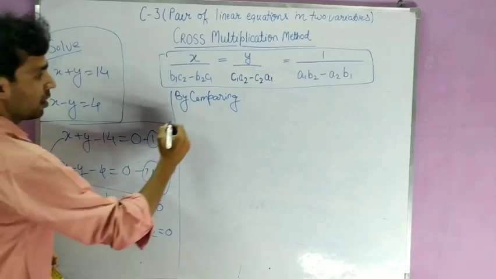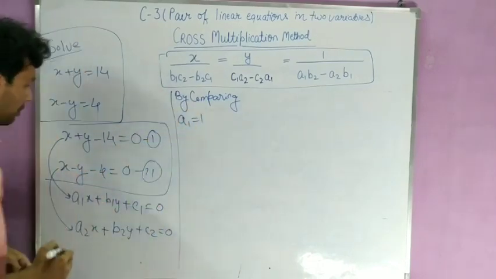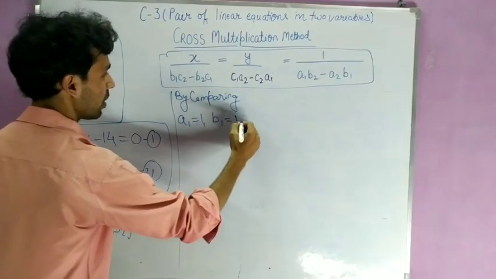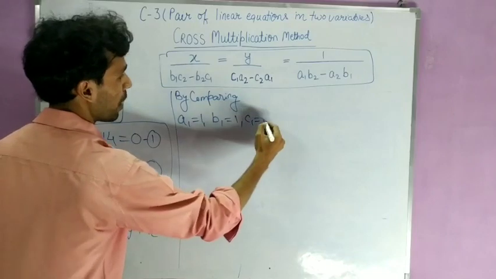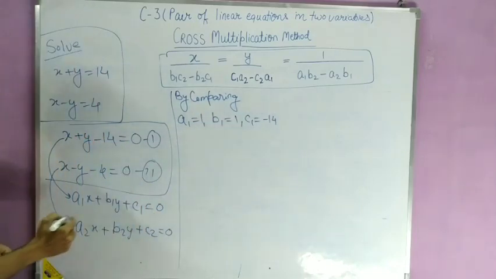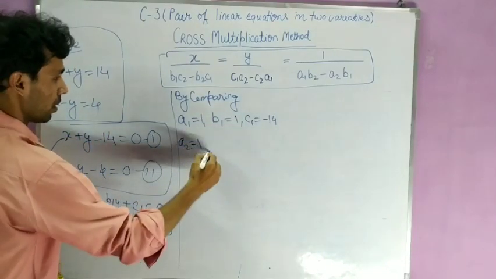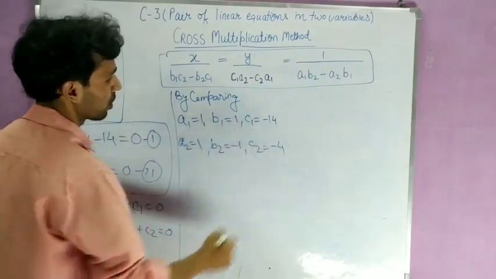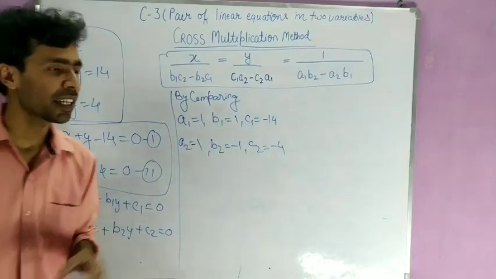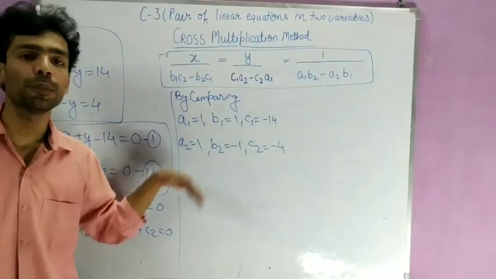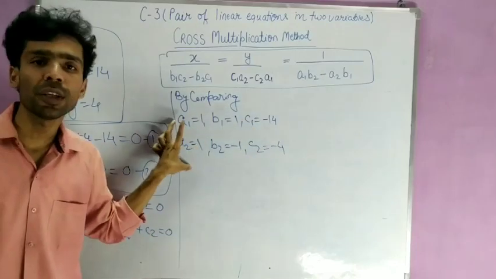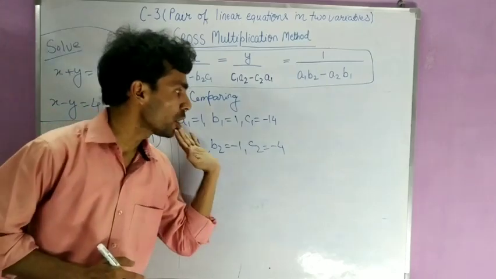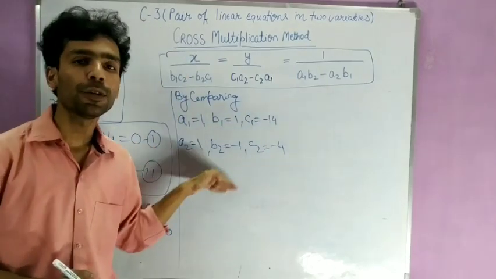So see, by comparing, what will be the value of a1? a1 will be 1, b1 will be 1 and c1 will be minus 14. Okay, similarly a2 will be 1, b2 will be minus 1 and c2 will be minus 4. We have written, student, by comparison we can find out the value of a1 a2, b1 b2 and c1 c2. This I told you in the previous part of the video also. Okay, so you got all the coefficient values, that is a1 a2, b1 b2 and c1 c2.